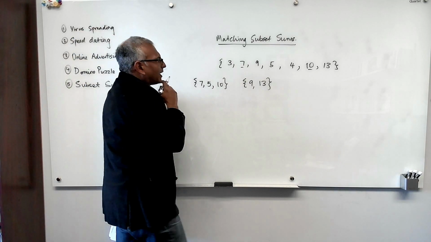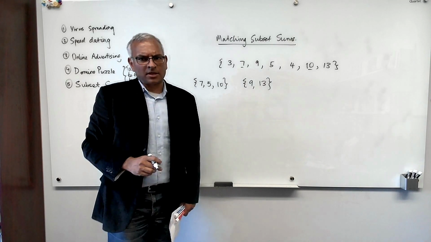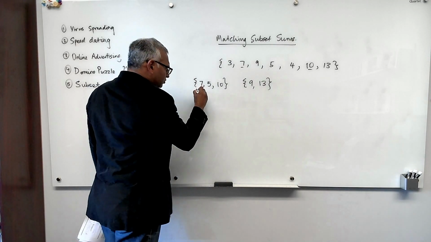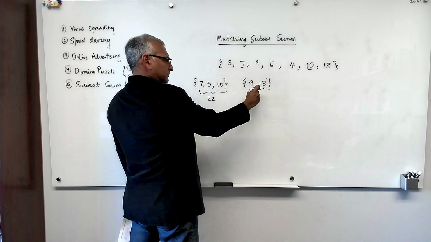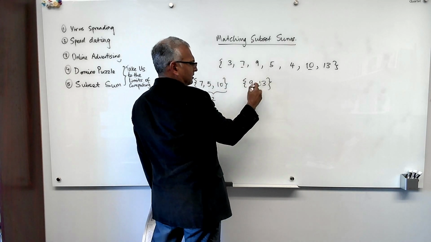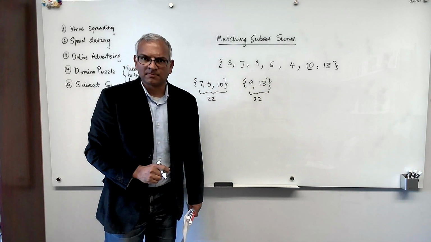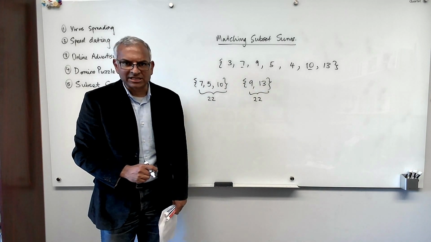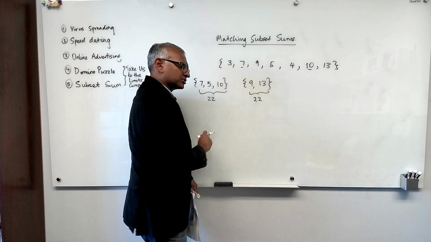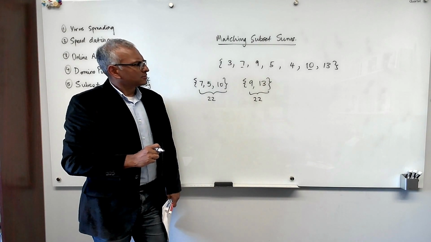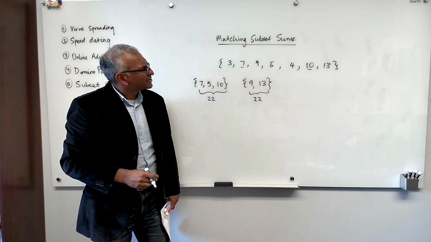Now, why do I say that these subsets match? Because look, if I compute the sum of this subset, I get 12 plus 10, 22. Compute the sum here, I get 9 plus 13, 22. Look, the sums match. So I'm going to call these matching subsets. The sum of the numbers in the two subsets match. So in this example, I played around with it to show you what's going on.